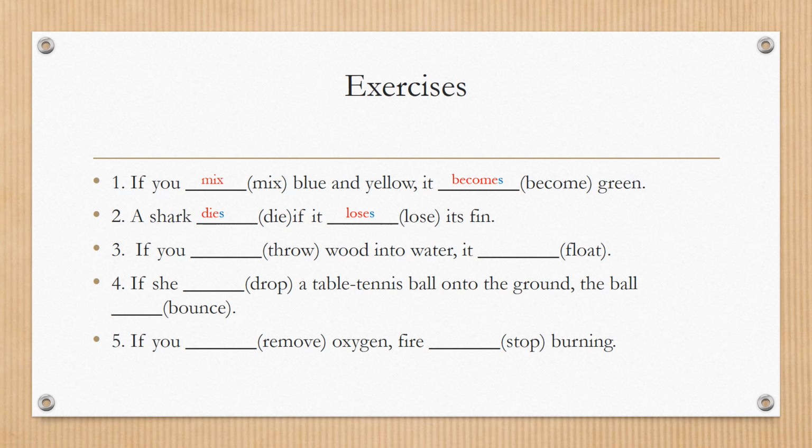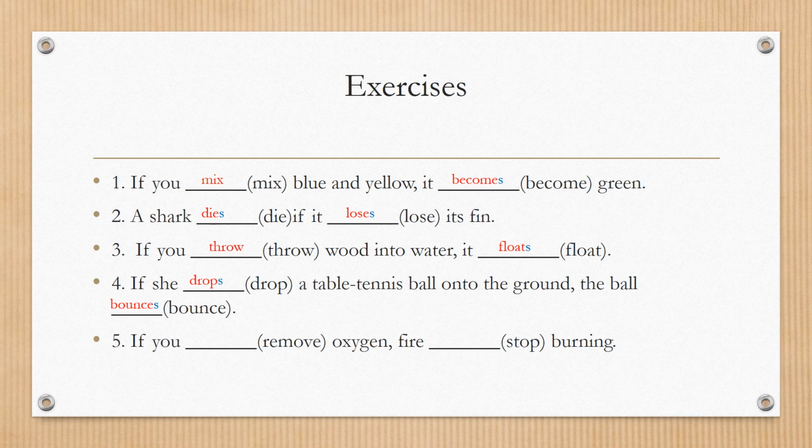Question number 3. If you throw wood into water, it floats. Of course, this is generally true, and this is a fact. Number 4. If she drops a table tennis onto the ground, the ball bounces. So again, remember, for the main verb, we have to add s to it because the subject is she. It is third person singular, so it has to agree with the subject. We generally add s to the main verb.